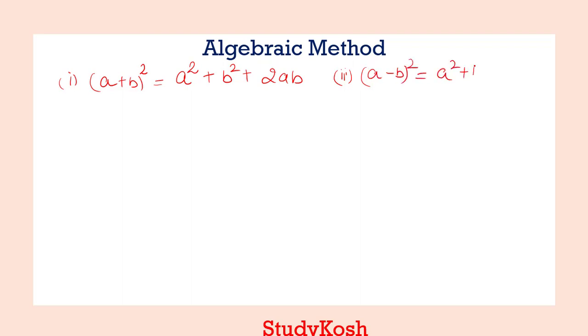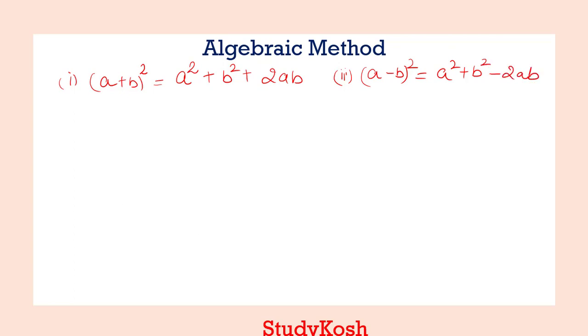Let's check the next, that is algebraic method. To calculate square by using this method, we'll use two formulas. What are they? The first is a plus b whole square. Many of you are well aware about this formula, I hope. So it is a square plus b square plus 2ab. And the second formula is a minus b whole square, that is a square plus b square minus 2ab.